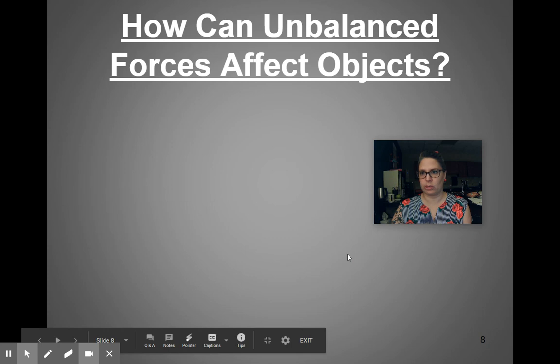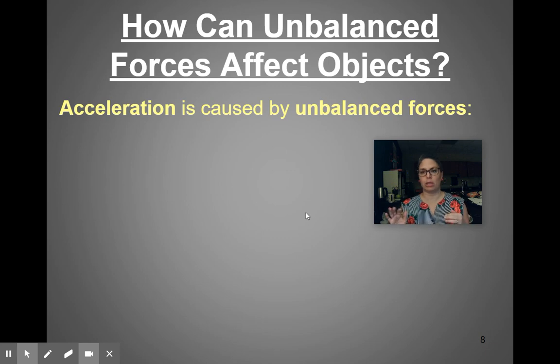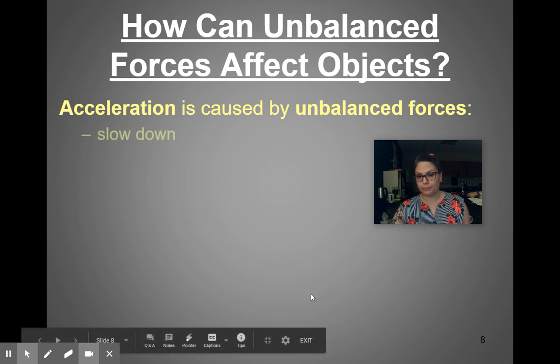How can unbalanced forces affect objects? Acceleration is caused by an unbalanced force. So when there's unbalanced forces on an object, that means the object is going to accelerate. Accelerate does not mean to go faster. We hear that a lot in TV shows, and they're driving and I'm accelerating. That does mean to speed up. That's one of the things, but that's not all.